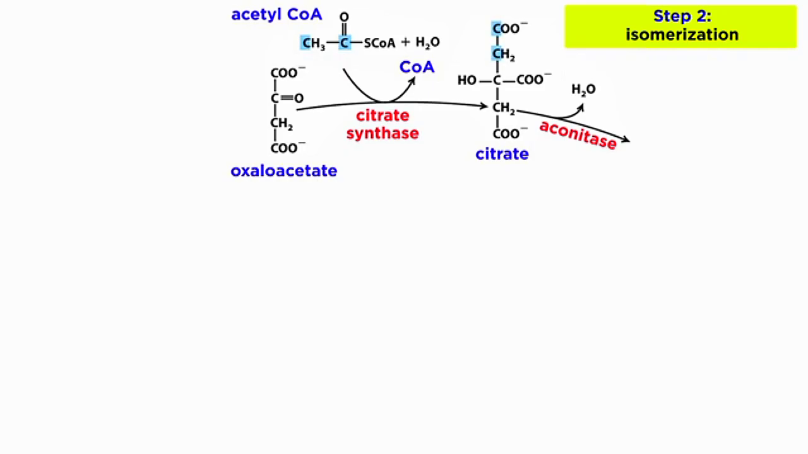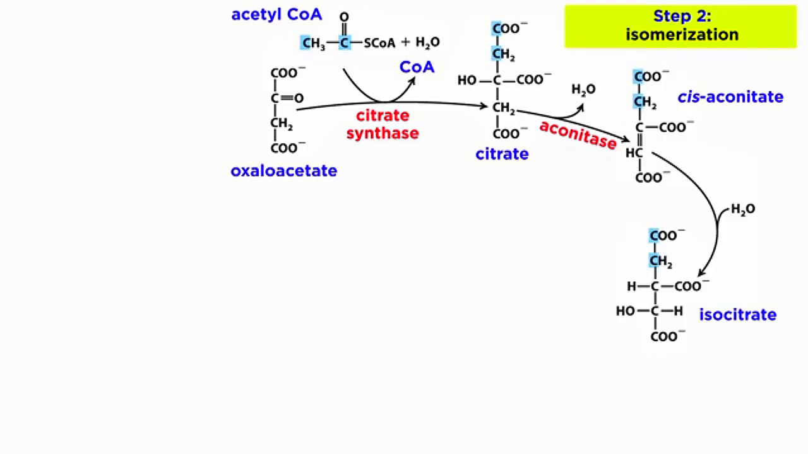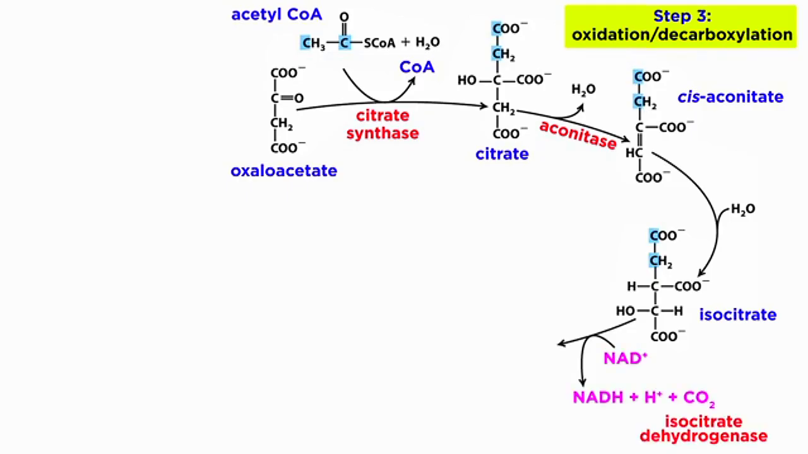Acetyl-CoA combines with oxaloacetate to form citrate. This is followed by removal of water and subsequent addition of another to form isocitrate. This is followed by dehydrogenation and decarboxylation to form alpha ketoglutarate.